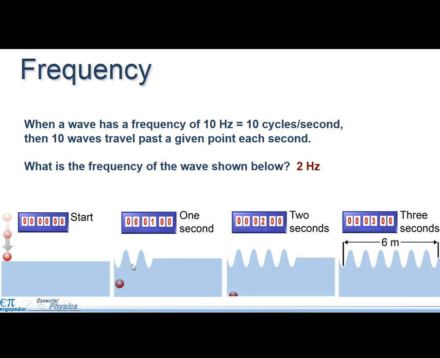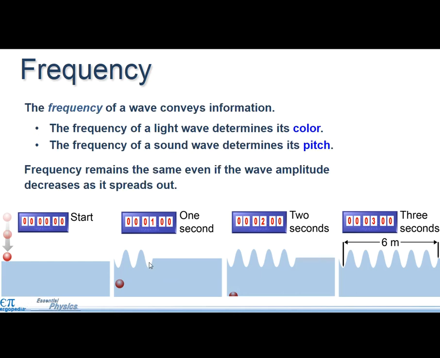So hopefully you caught that if I was sitting right here, I would expect 2 more to go by and one more, and after 1 more second, I can expect that every second I'm going to have 2 waves going by, or in other words, I'll go through 2 oscillations. If I was a little rubber ducky right here, I would go through 2 oscillations, up and down, per second. So the frequency of a wave conveys information. The frequency of a light wave is actually its color, but the frequency of a sound wave determines its pitch.